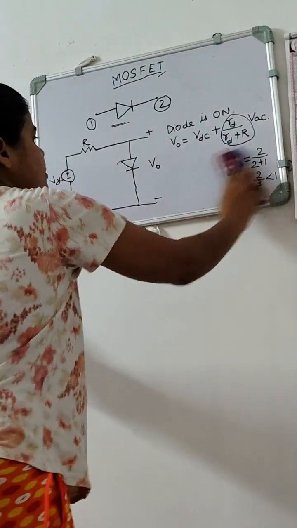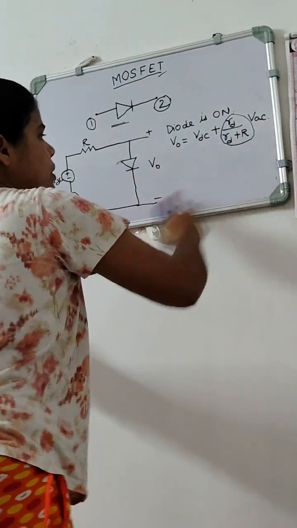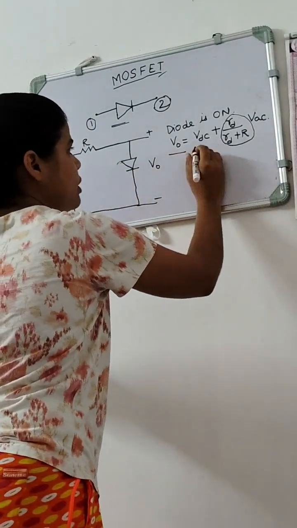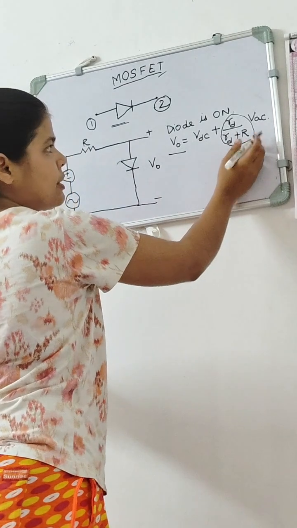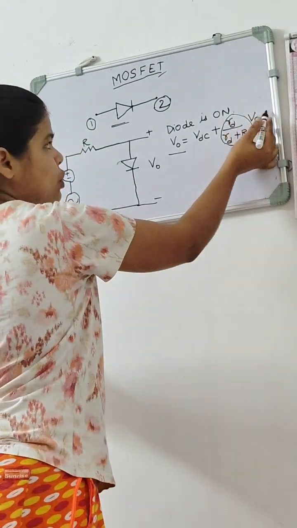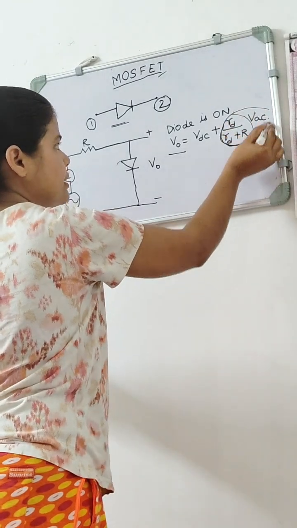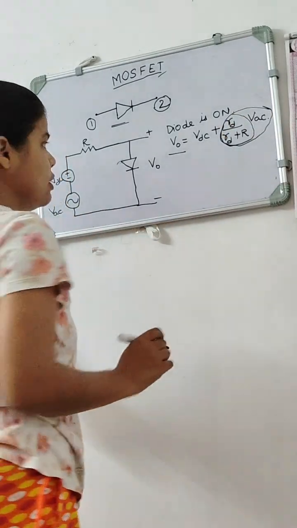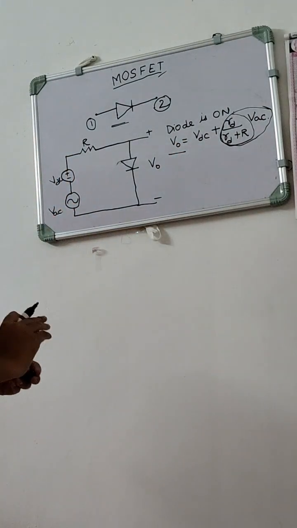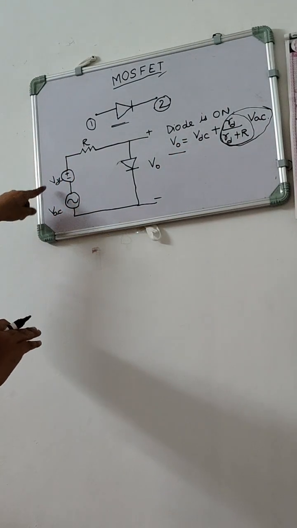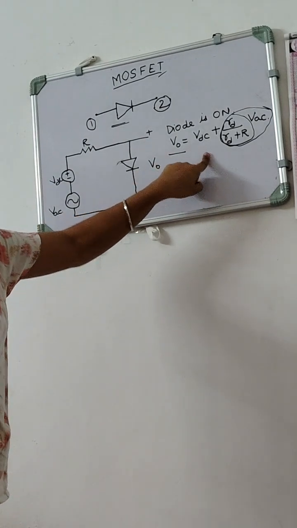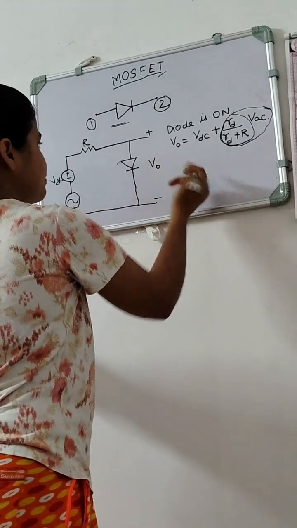So here V0 equals VDC plus RD upon RD plus R into VAC, and since this is less than 1, this term will be less than VAC. So our output voltage is not even equal to our input voltage. Our input voltage is VDC plus VAC, but here we are getting a smaller value.